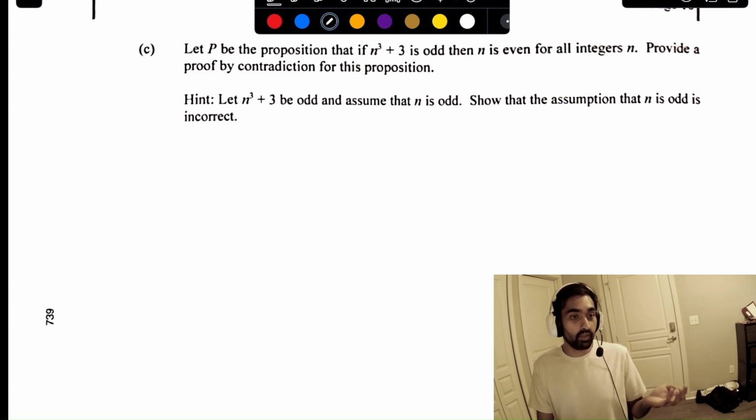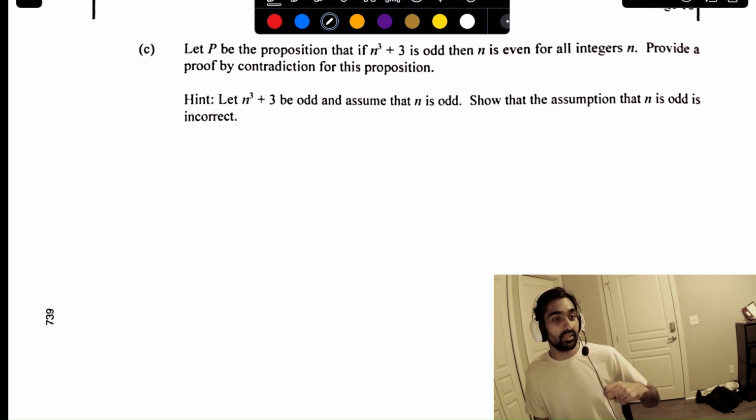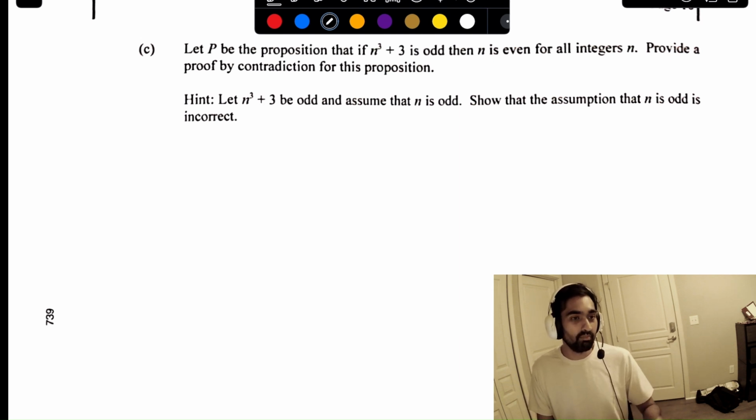For example, if I wanted to prove by contradiction that there is no biggest number, I can assume that there is a biggest number, but then if I add 1 to that number, I get a bigger number. So that's a contradiction, because the number I made couldn't have been the biggest number. That's an example of a proof by contradiction. And CAPE gives us a hint as well. We're going to let n cubed plus 3 be odd, and assume that n is odd, and show that this assumption leads to something that's incorrect.